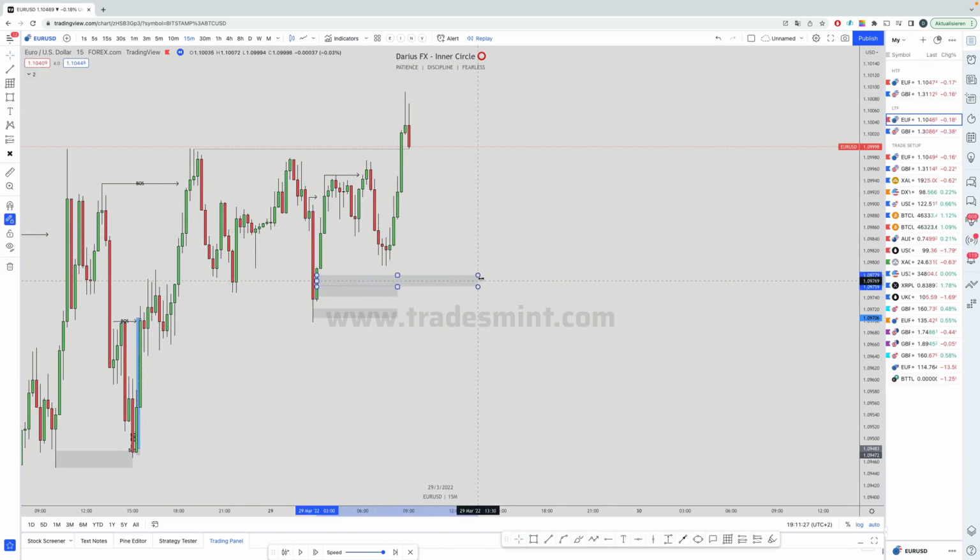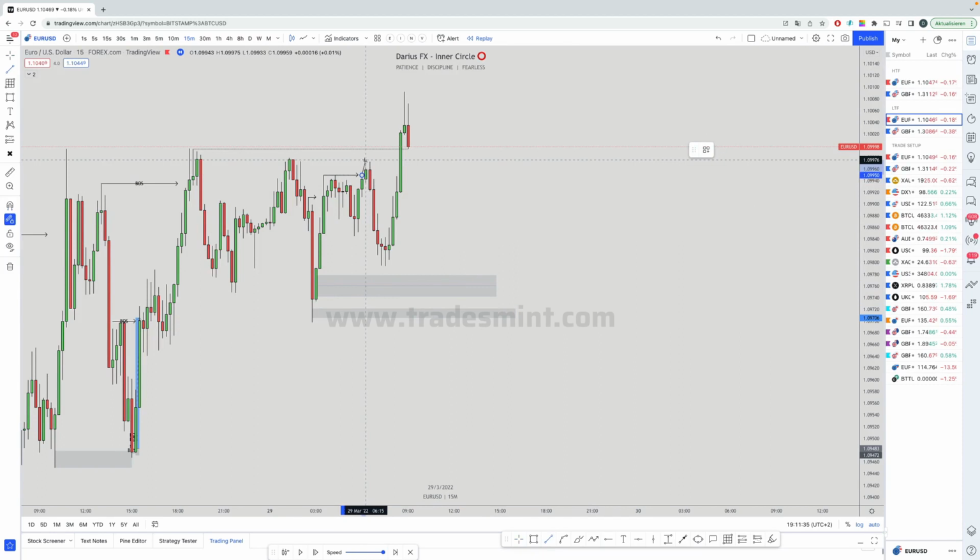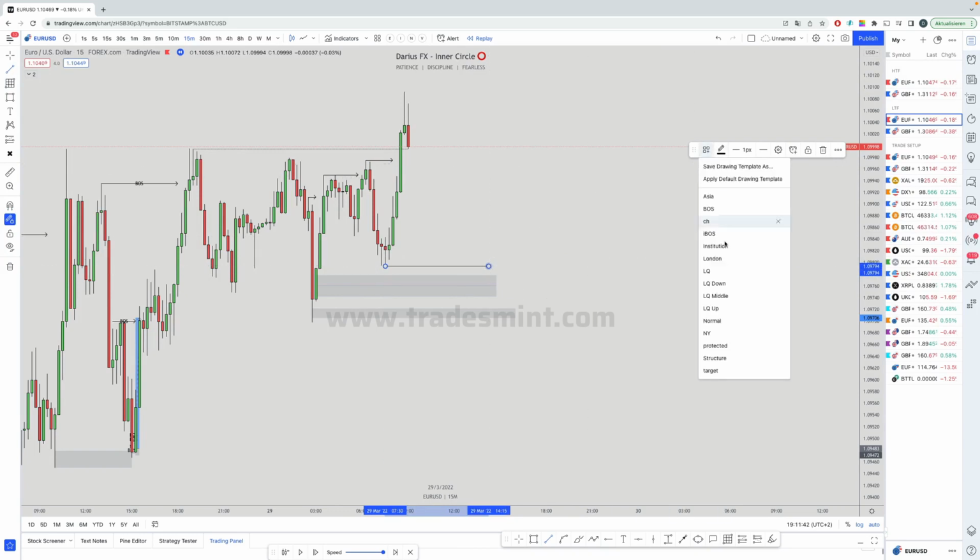Oh, it's still valid. Look at this. Sorry, it's my fault. These are still valid. Why? Because price broke structure more to the upside. Now this is pure liquidity, so this will make everything more interesting right now.